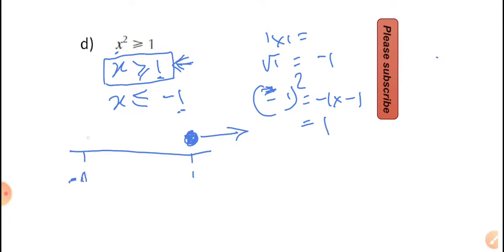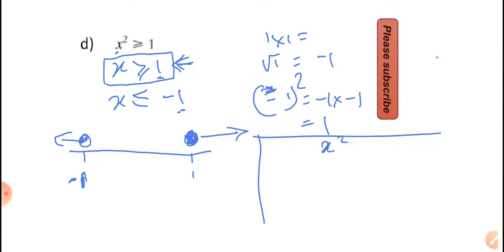This should be minus 1. So it's equal to or less than, so we'll shade that in to get minus 1. And that's the answer. Now remember, we have said this additional explanation.